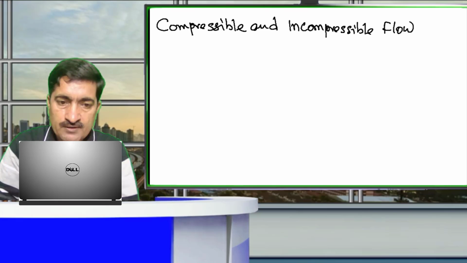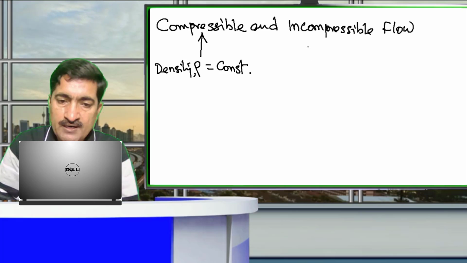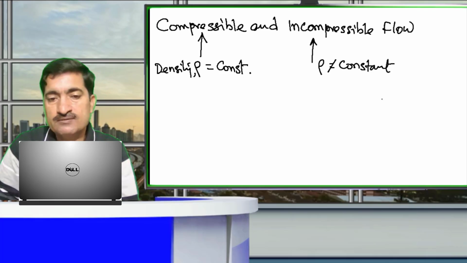Means in incompressible flow, the density rho is constant, and in compressible flow rho is not constant.